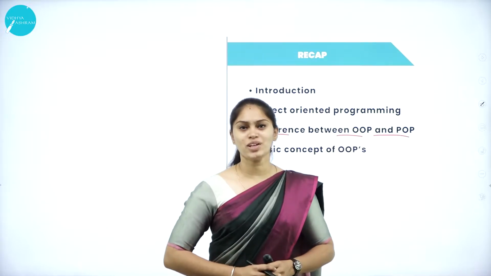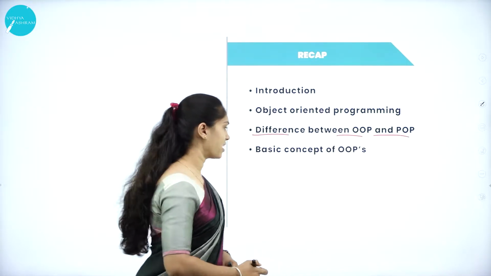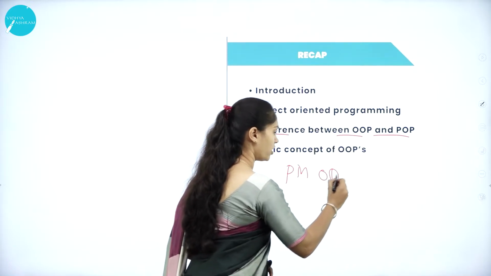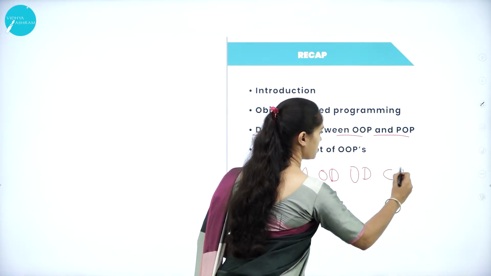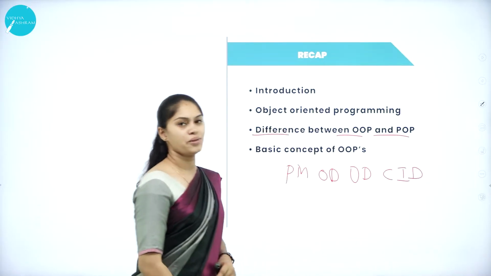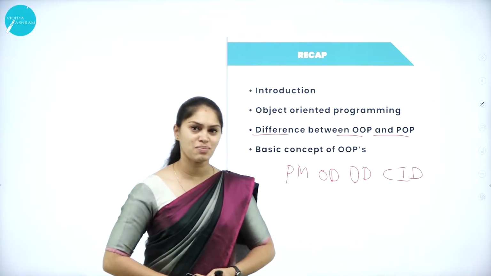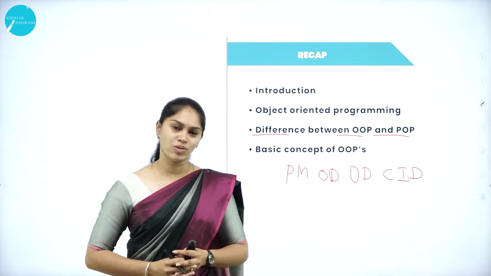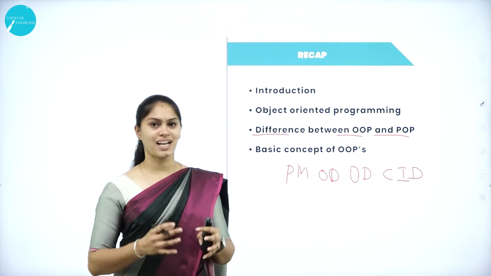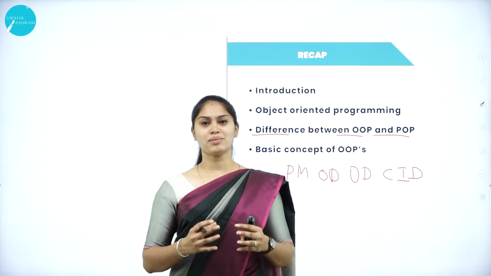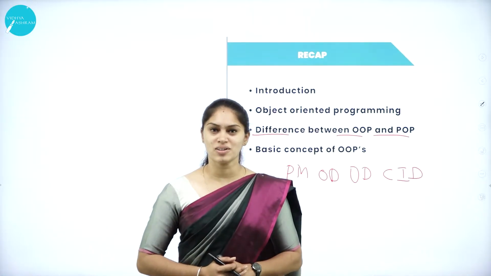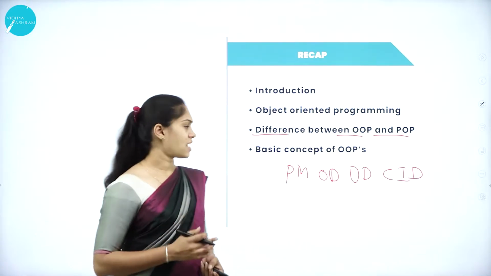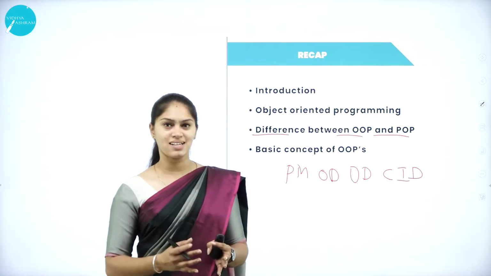Then how are we going to remember all those things? I have given a code: PM will say OD to whom? That is for CID, right? So polymorphism, message passing, objects, data encapsulation, and we have overloading, data abstraction, classes, inheritance and dynamic binding. These are the basic concepts of object-oriented programming languages. In this I have covered objects, classes and all.